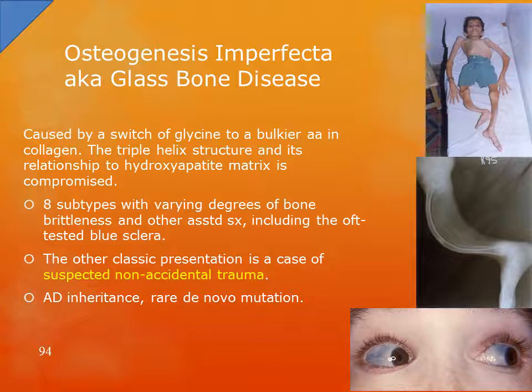And lastly, osteogenesis imperfecta, which you've already heard about elsewhere. Just remember, this is a problem with the collagen structure. The hydroxyapatite matrix is also compromised because of its relationship to the collagen scaffolding of the bone.